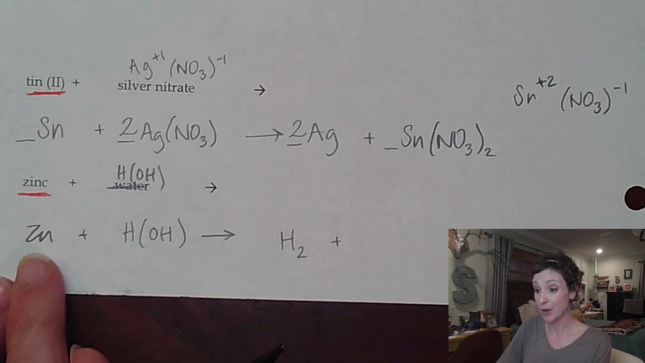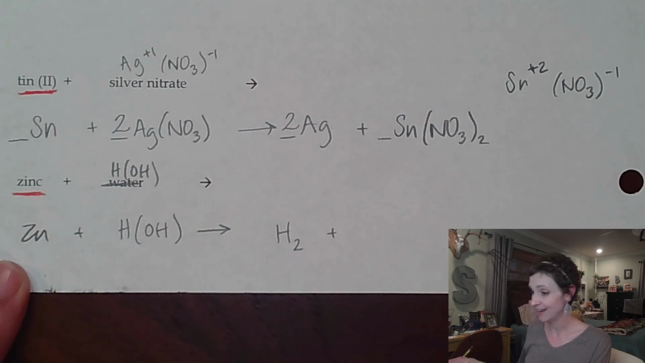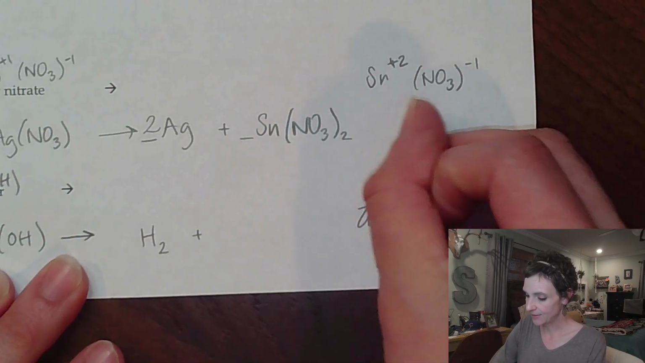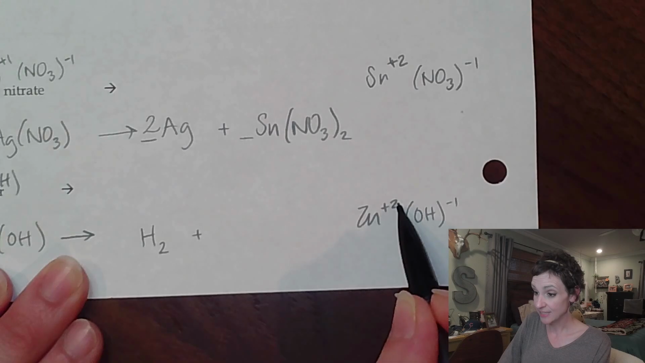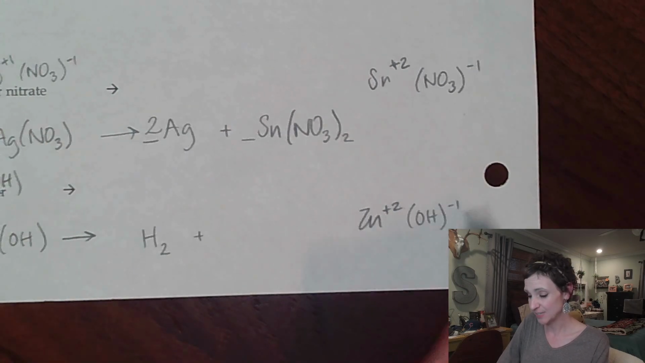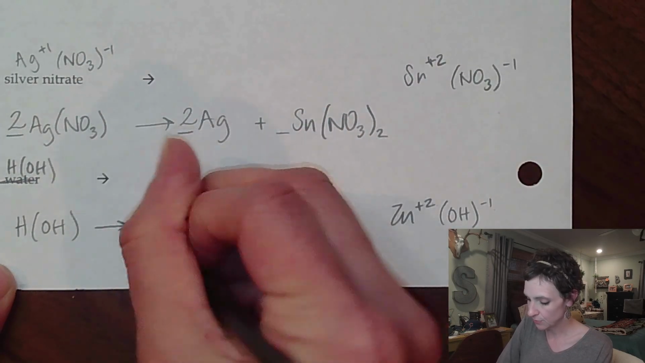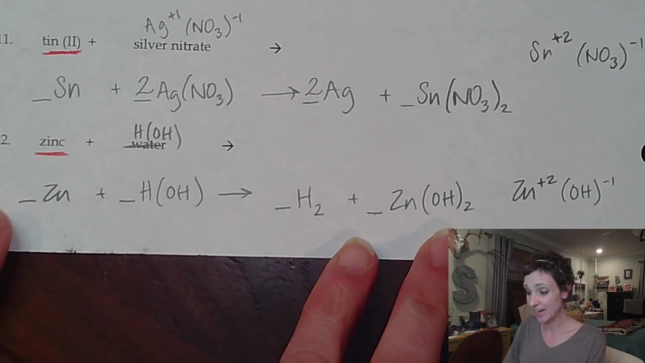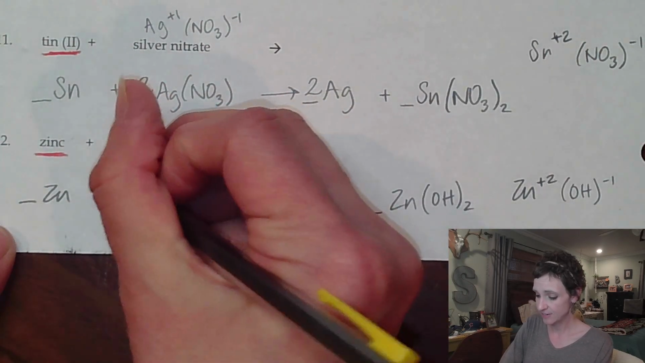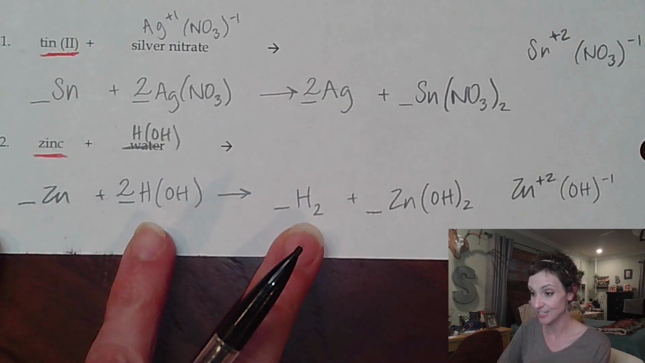And then my new couple is going to be between zinc and hydroxide. Zinc always has a +2 charge, right? So my formula for determining the ratio will be between zinc with a +2 and hydroxide with a -1. So my formula for zinc hydroxide is Zn(OH)2. Putting my blanks in front of everybody so I can balance, right? We need 2 hydroxides over here. So I put a 2 in front of my HOH, my water, which then resolves my hydrogens also.